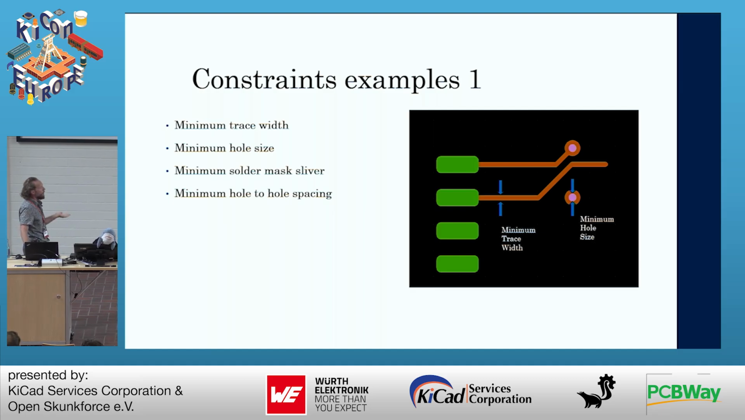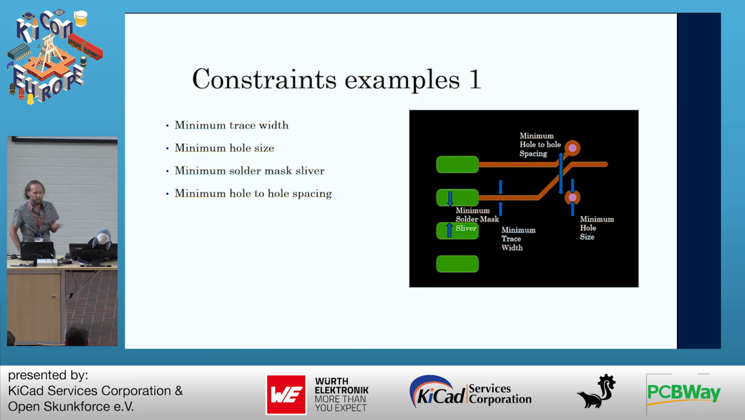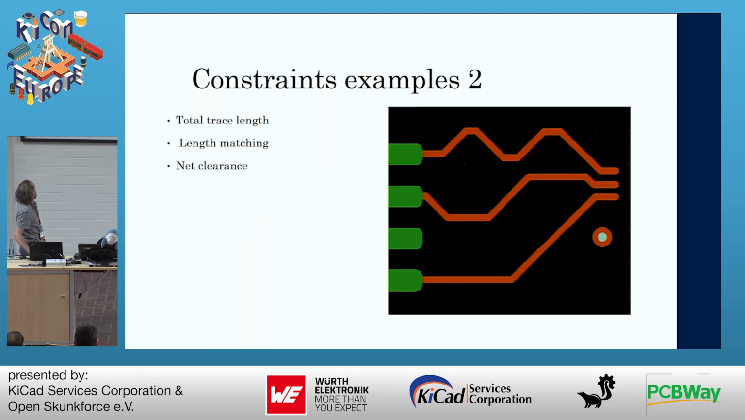We have a minimum hole size. That's a constraint that you usually have in your design. You have a minimum solder mask sliver. If you have two solder mask openings, how small can the sliver between those openings be? That's a constraint you put into your design. And hole-to-hole spacing. These are all related, or mostly related, to manufacturing: will your manufacturer be able to actually produce your PCB?